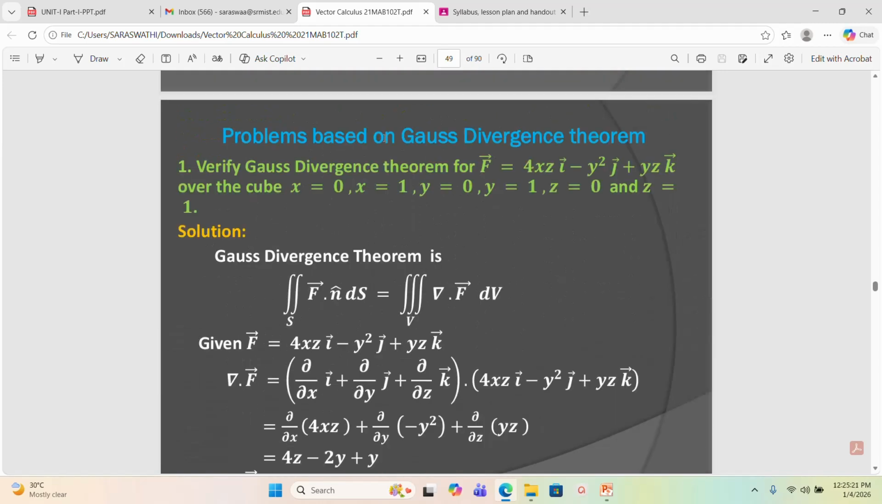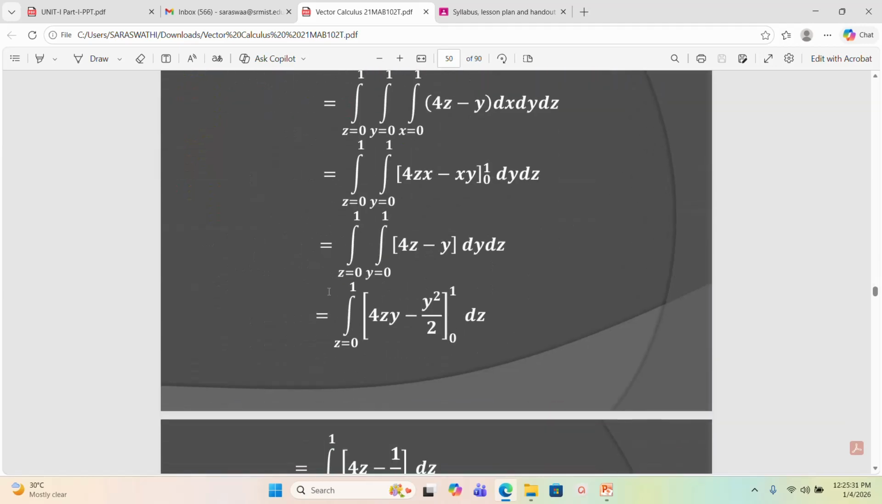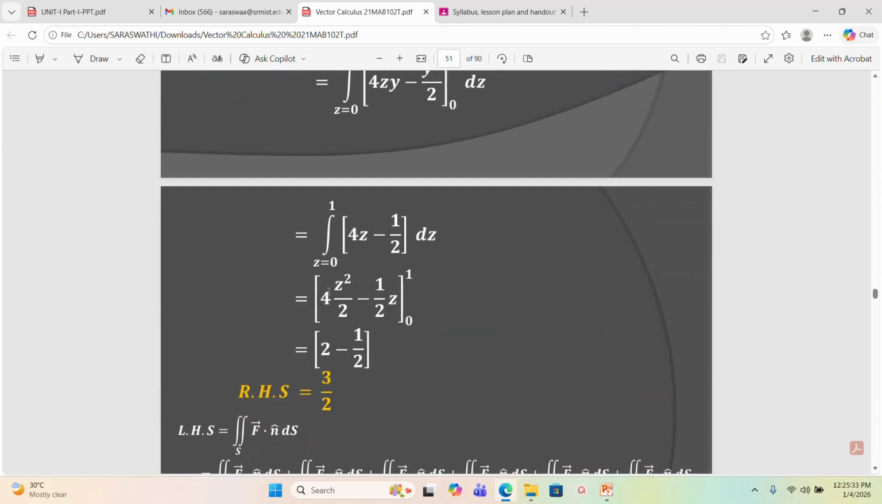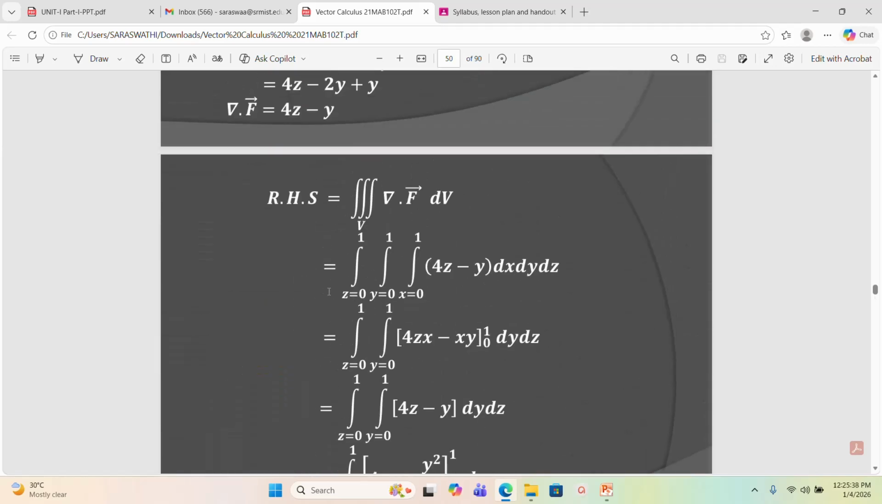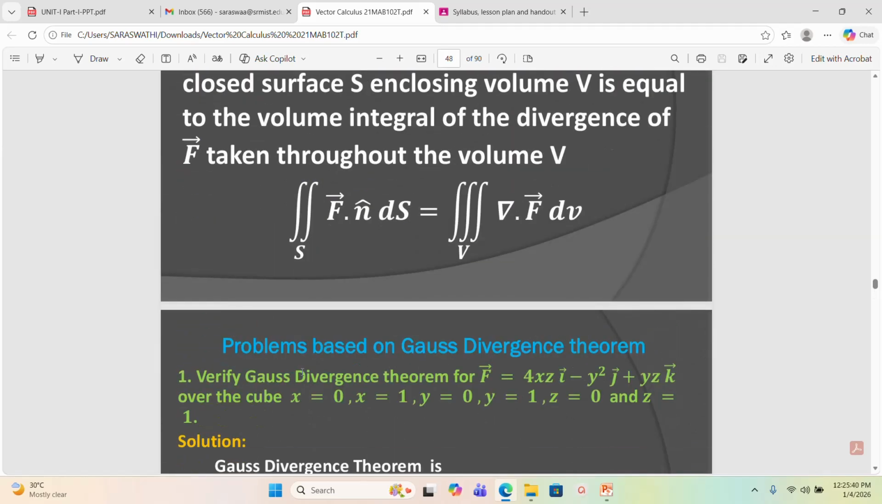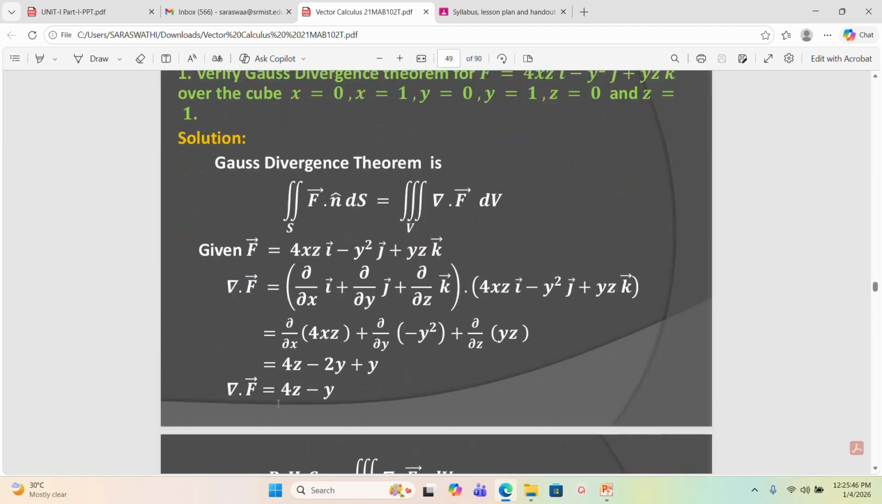So now what is the f vector? The given vector is f vector = 4xz i − y² j + yz k, and we need the surface integral of f vector dot n cap into ds. The limits are x from 0 to 1, y from 0 to 1, and z from 0 to 1. Clearly it is a cube, so it is three-dimensional.